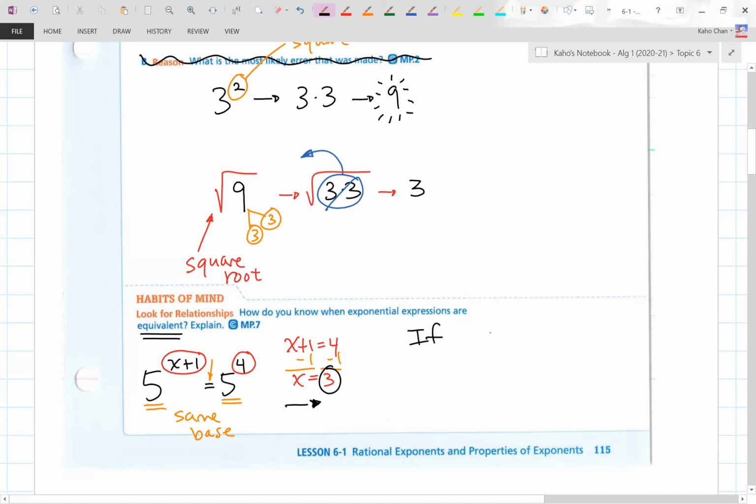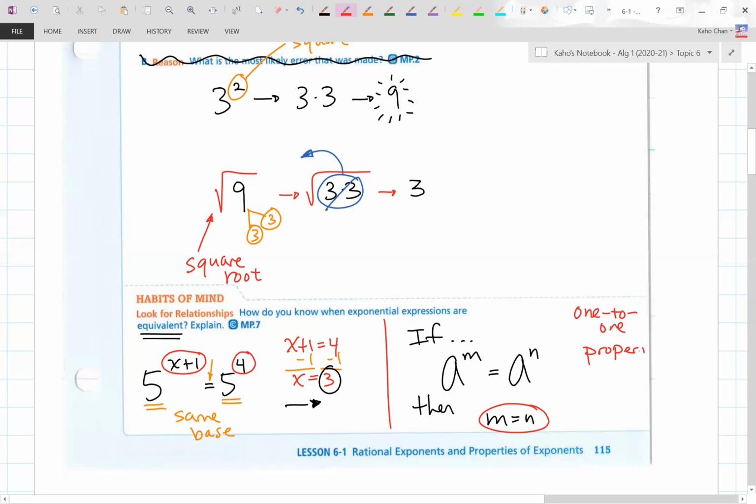If you have a base in an equation equal to the same base on the other side of the equation, then you can focus on the powers themselves when the bases are the same. So that's really cool. Just focus on that, okay? Very easy. In other books they used to call this the one-to-one property of exponents. This book doesn't call it anything.